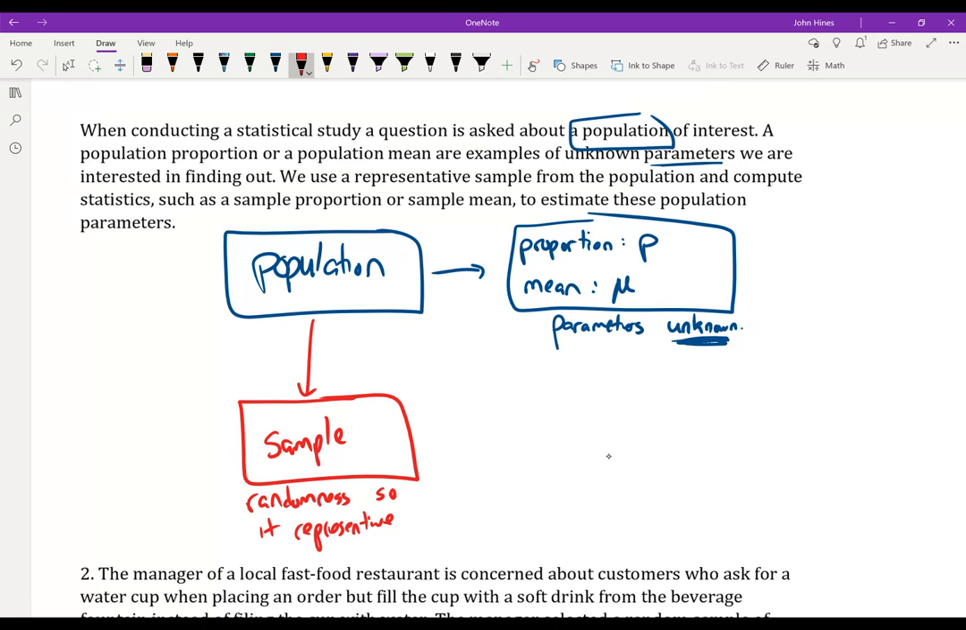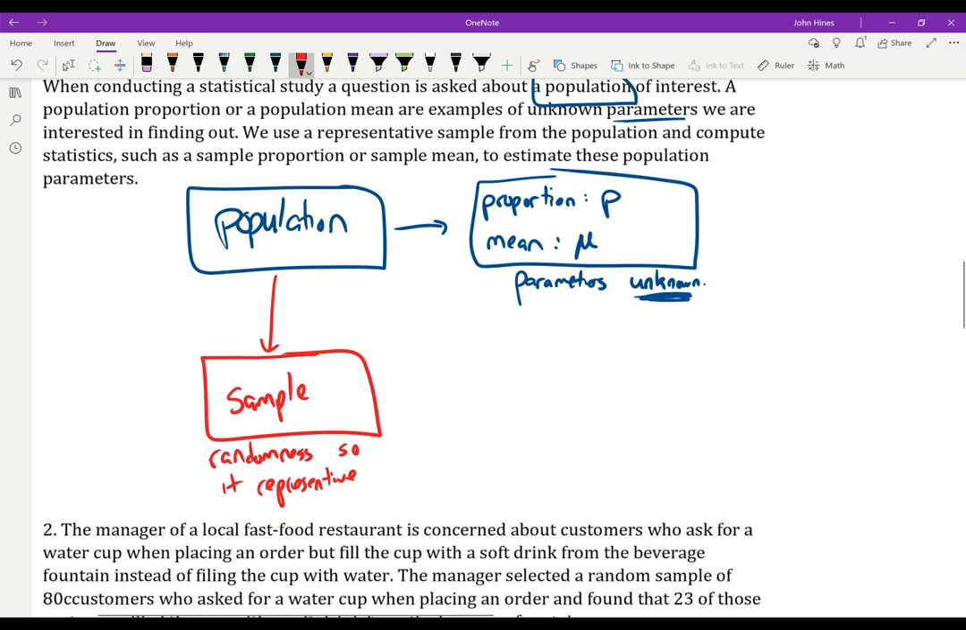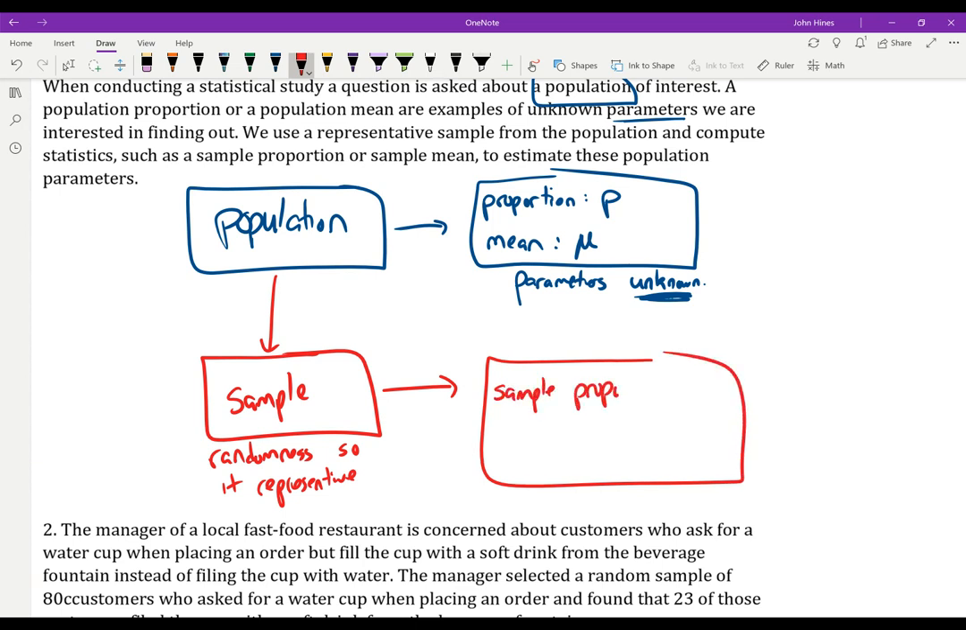So from my overall population, I take a sample, probably like 10%, maybe 5%, depending on the size. And from that sample, you look at these things called statistics. It's called a sample proportion or a sample mean. These values are called statistics.